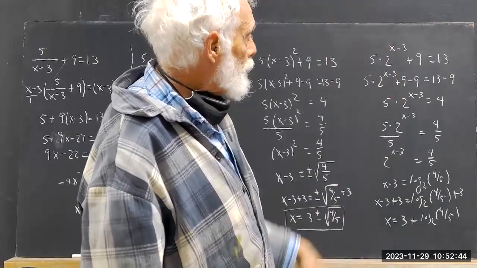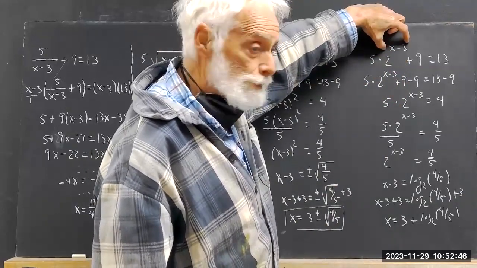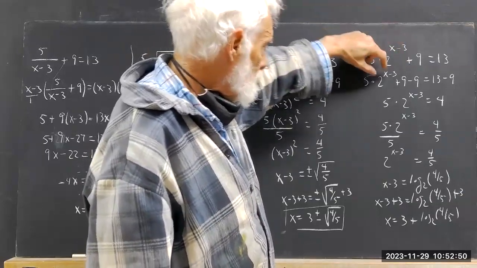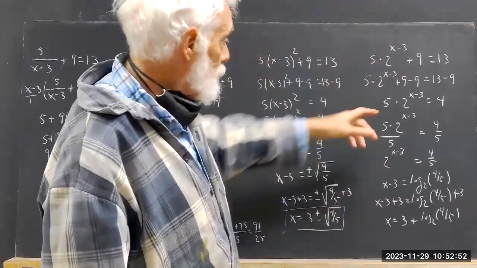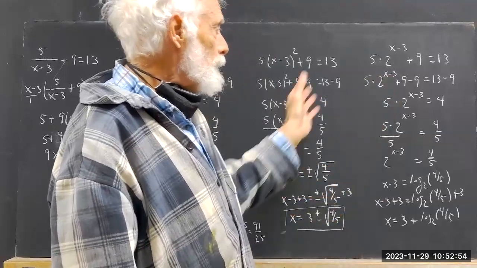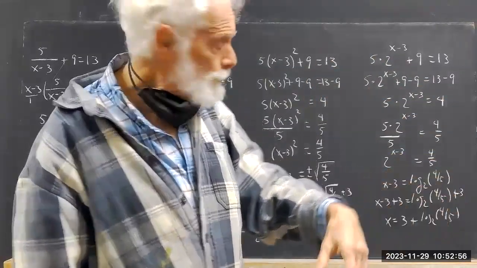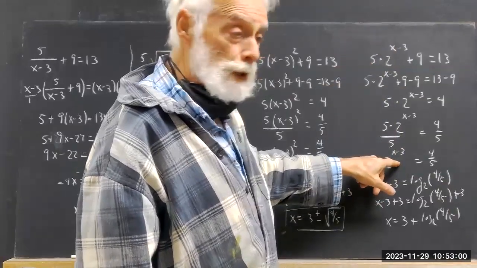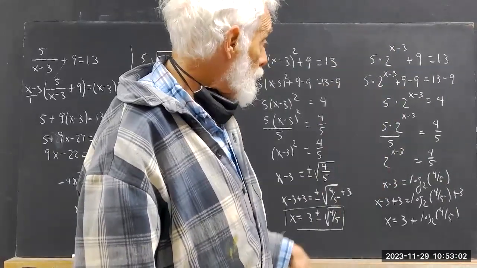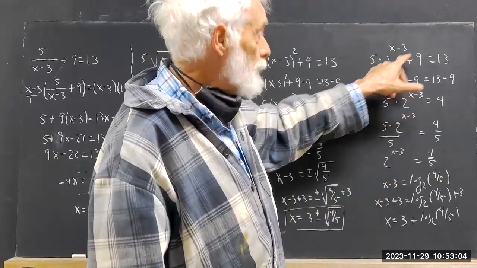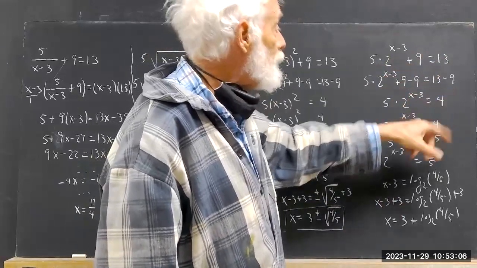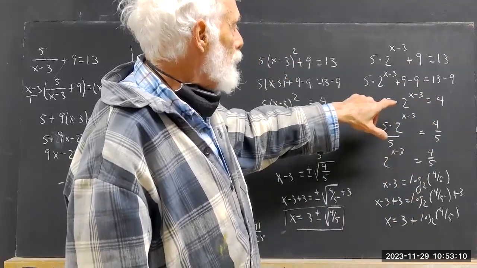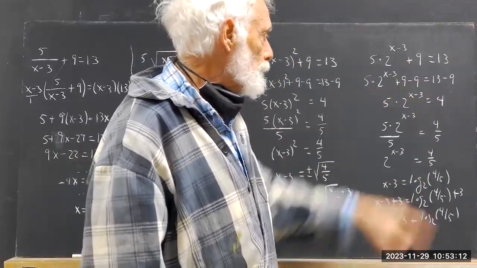Okay, how do we solve this? Well, we want to get to x. But x is up here in the exponent, and we don't have a good way to get to that until we clear out a bunch of other stuff. So what we want to do is isolate the 2 to the x minus 3. How do we do that? Well, we've got a plus 9 here. We can subtract 9 from both sides, get rid of that. And then we're going to end up with 5 times 2 to the x minus 3 equals 4.